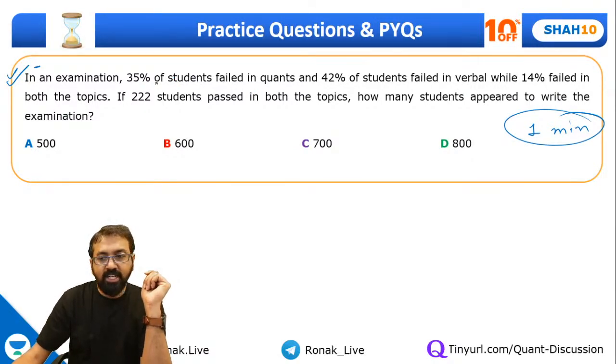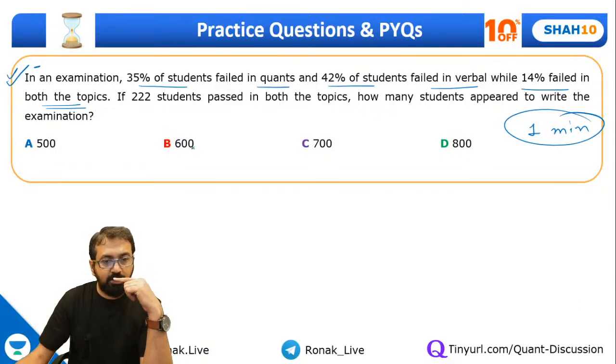Yeah, so in an examination, 35% of the students failed in quants and 42% of the students failed in verbal, while 14% failed in both the topics. If 222 students passed in both the topics, how many students appear to write the examination?